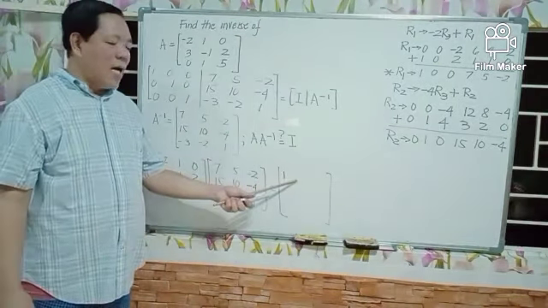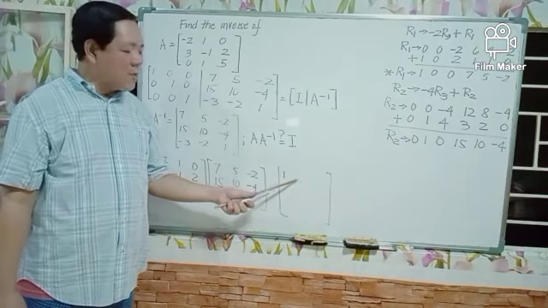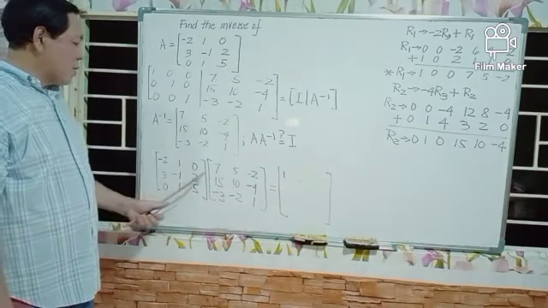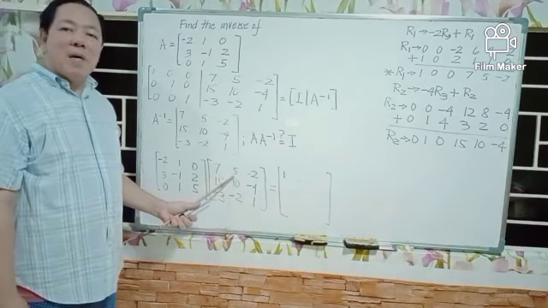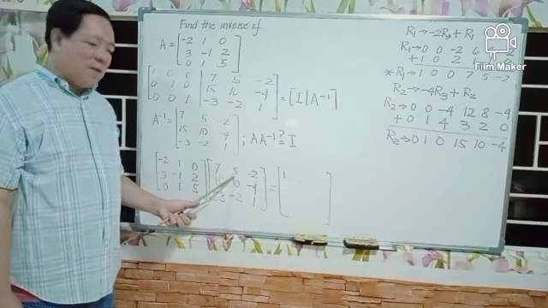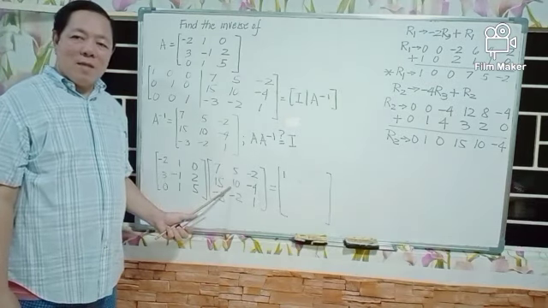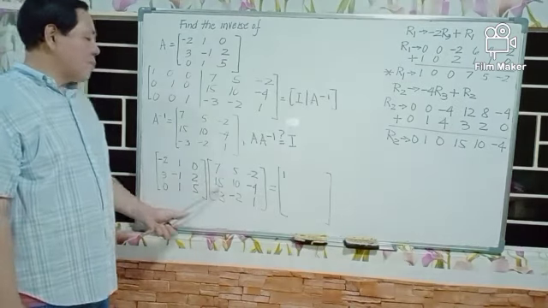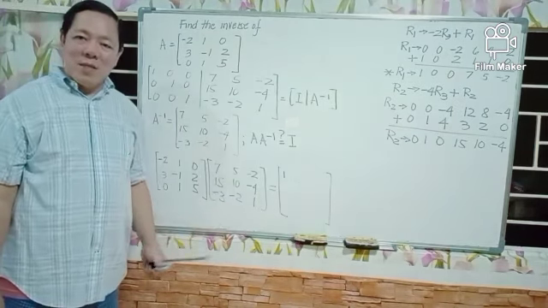The entry in the first row and second column is obtained by multiplying the first row by the second column. We have negative 2 multiplied by 5 is negative 10. Plus 1 multiplied by 10 is 10. So we have negative 10 plus 10 is 0, and 0 multiplied by negative 2 is 0. And 0 plus 0 is 0.